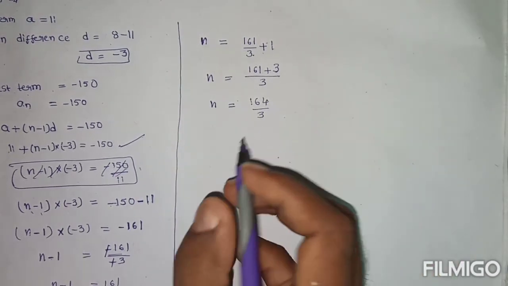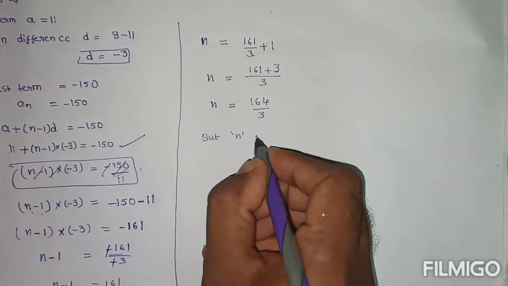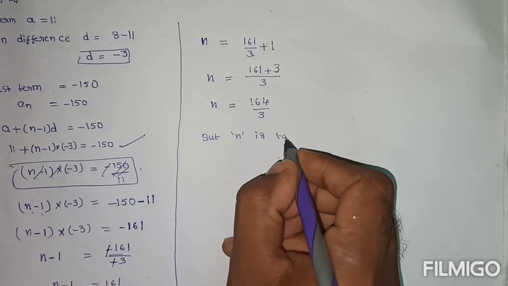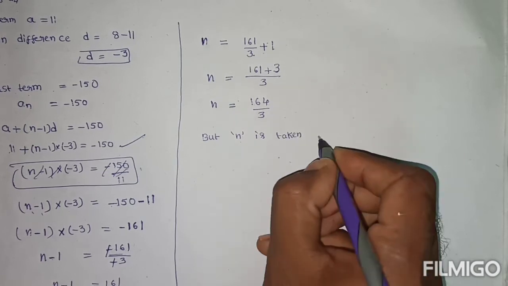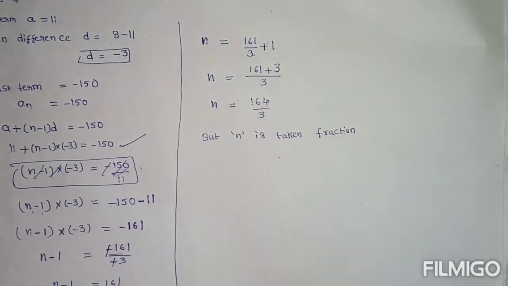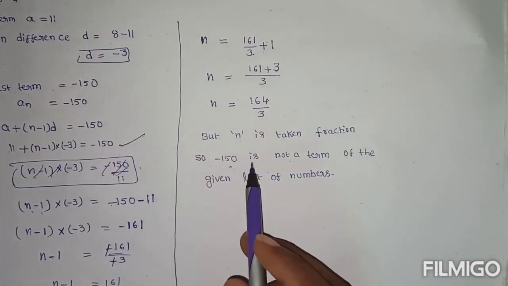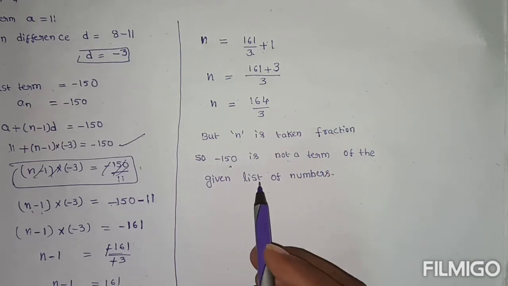So the value of N is not taken as a fraction. So minus 150 is not a term of the given list of numbers.